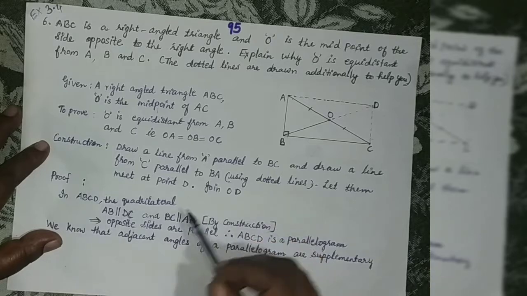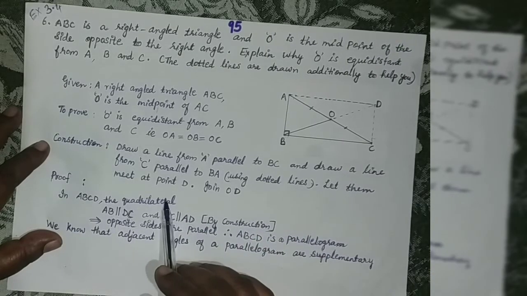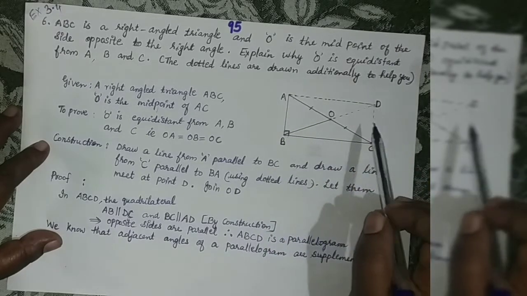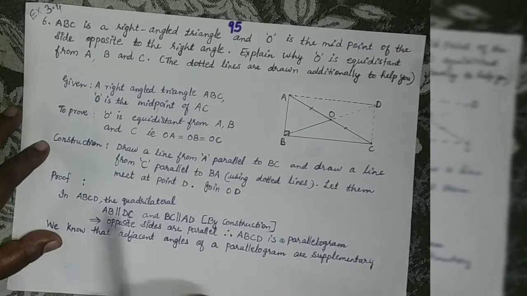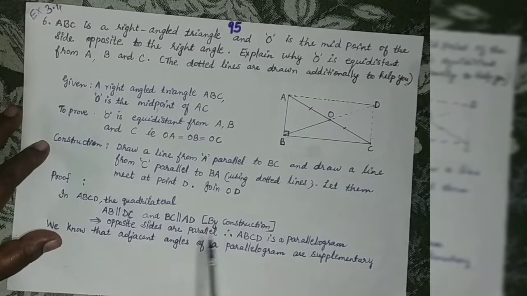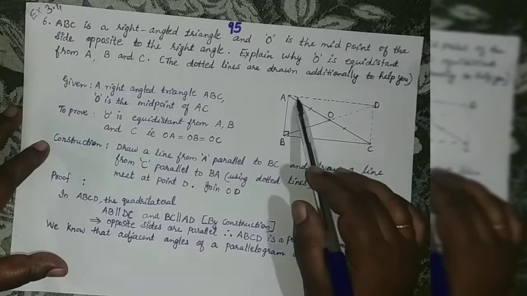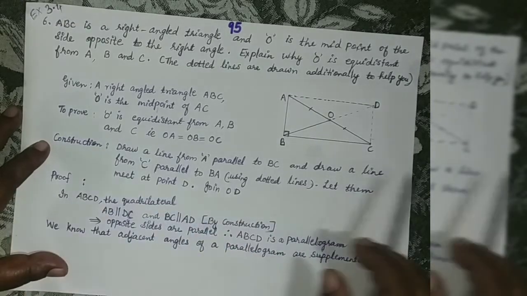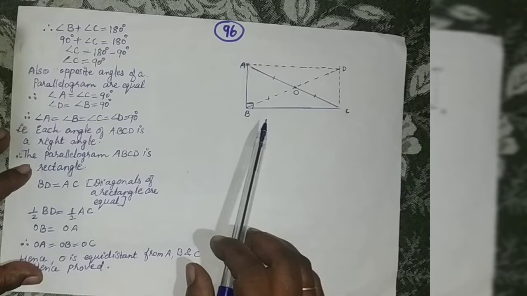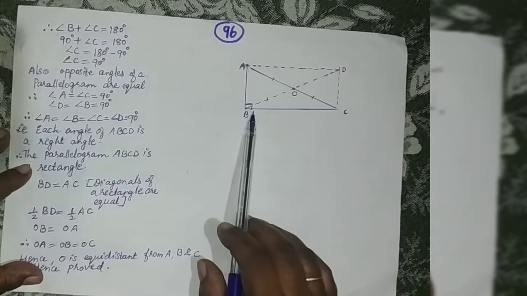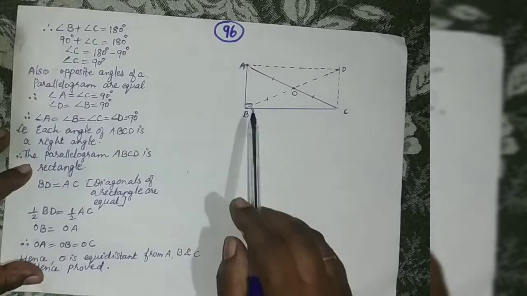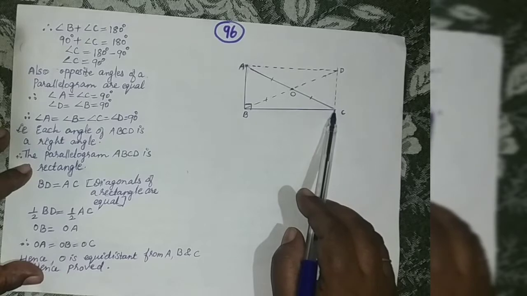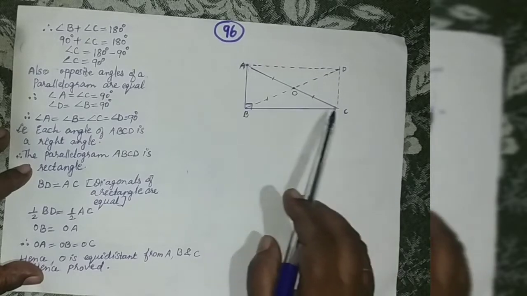Now proof. In ABCD, the quadrilateral, AB is parallel to CD and AD is parallel to BC by construction. Opposite sides are parallel, so it is a parallelogram. Quadrilateral ABCD is a parallelogram. We know adjacent angles of a parallelogram are supplementary. That means B plus C is what? 180 degrees. B we already know. Angle B is 90. So 90 degrees plus C is 180. So angle C is what? 180 minus 90 degrees, which is also 90 degrees.